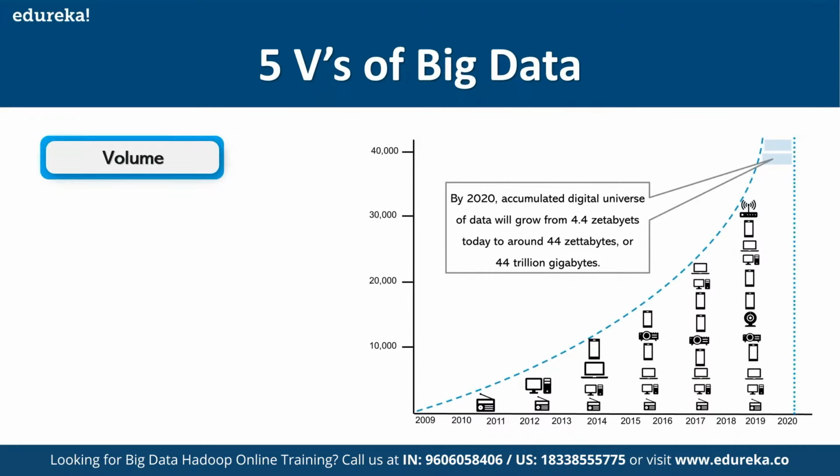This is just for personal data. For one person itself, the data is growing so much. So imagine the volume that would be accumulated for a large organization, for an academic institution, for banks, whatnot. All right, so this is the first V that says our data is big.